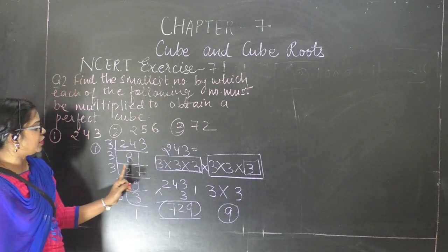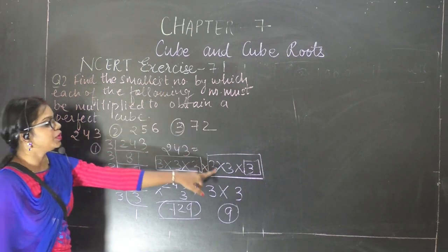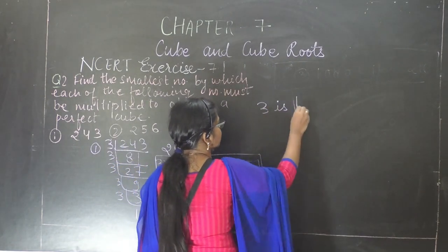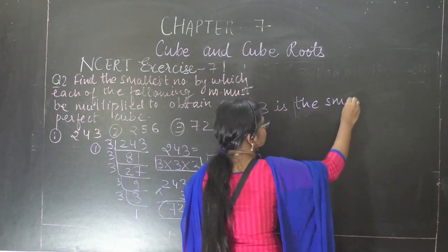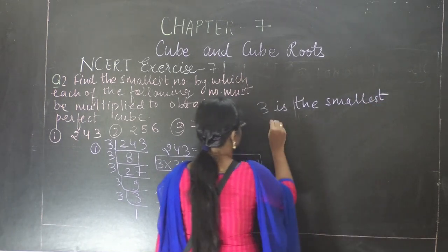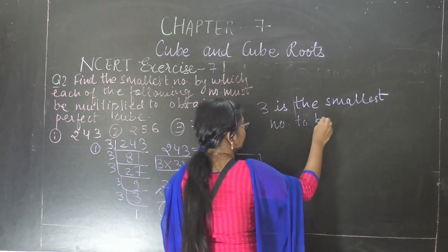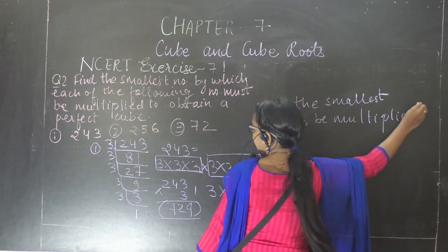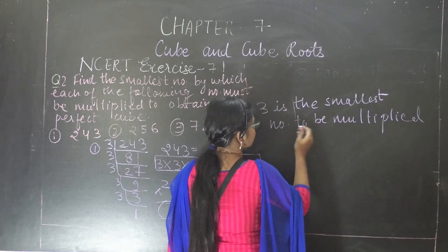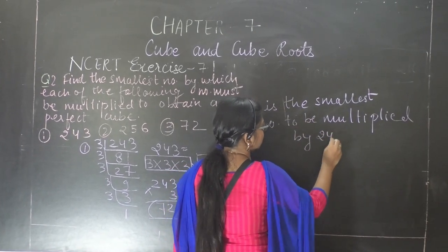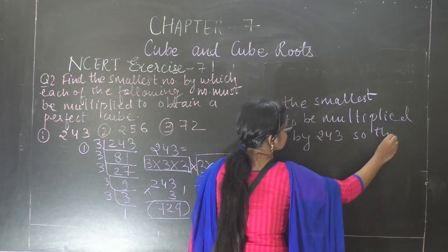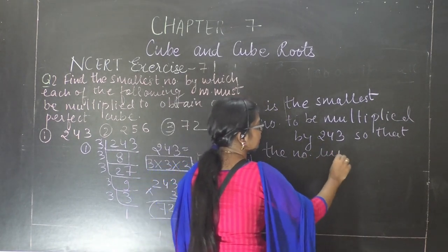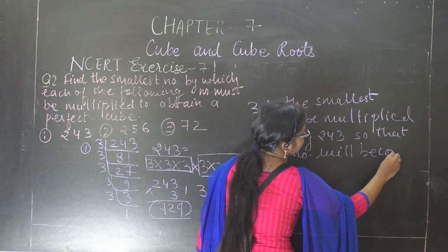So which number will be multiplied? What is the smallest number to be multiplied here? So the smallest number is 3. 3 is the smallest number to be multiplied by 243, so that the number will become a perfect cube.